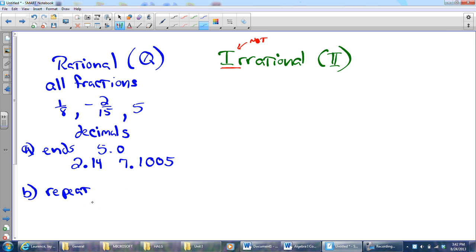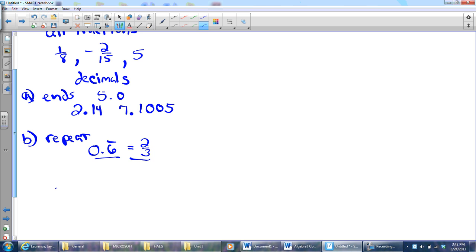Okay, a repeating decimal, of course, would be like 0.6 repeating, which of course is the same as 2/3. Hey, look, I could turn that into that fraction, so of course it has to be rational. You might have like 1/7, which is the same as 0.142857. And all 6 digits repeat. That goes on 0.142857, 142857, forever and ever. It repeats that pattern of numbers. Those are your rational numbers.